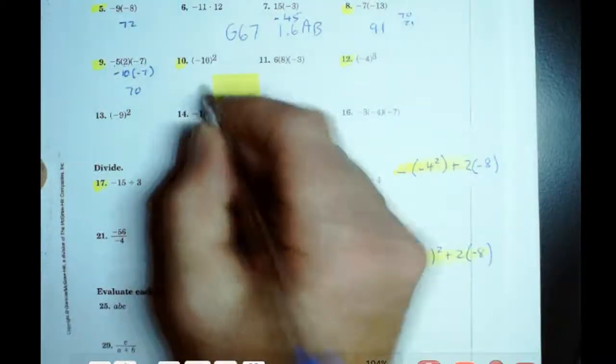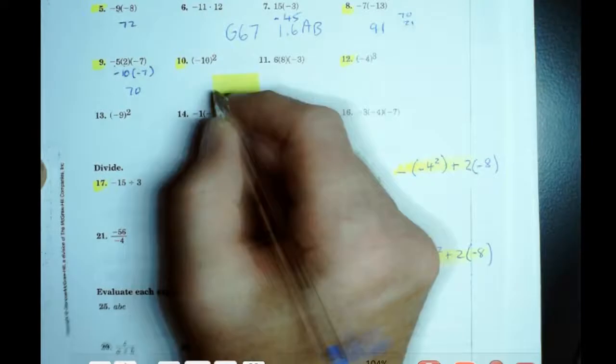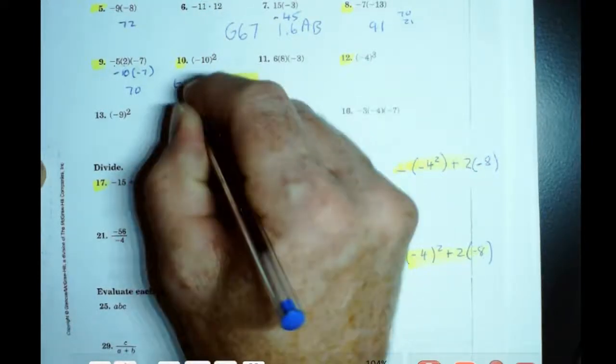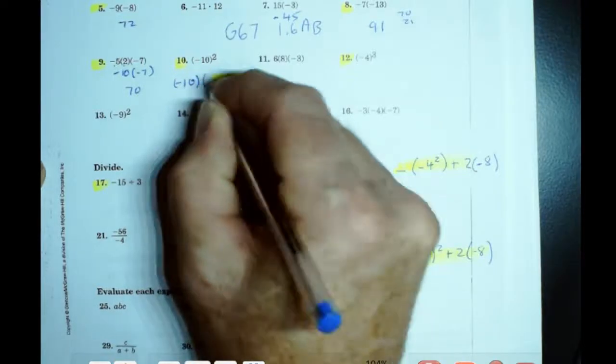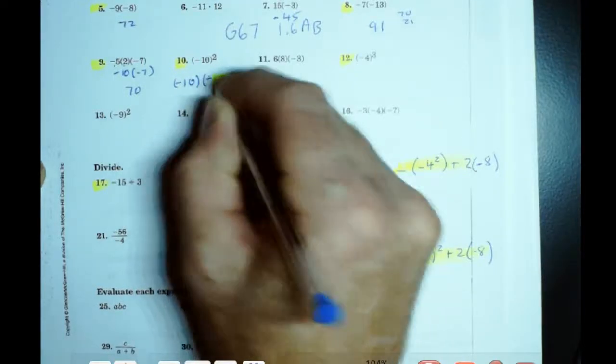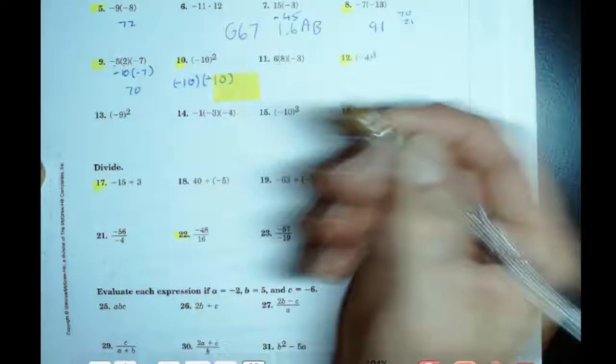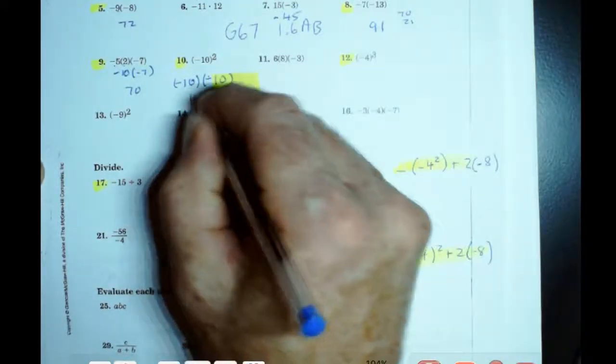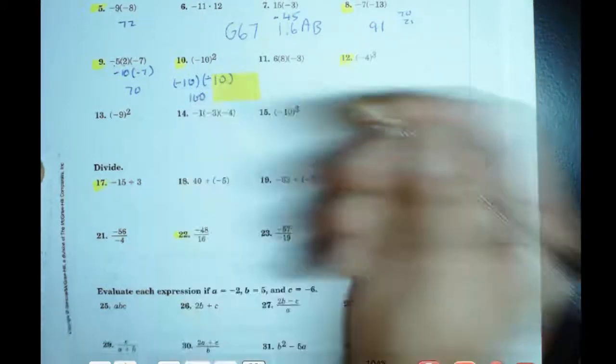Two negatives are going to give you a total of positive here. All right, so this is a little more difficult. This one here, everybody gets confused on this one. This one actually means take everything that's inside those parentheses and multiply it by everything that's inside those parentheses. So you have a negative 10 times a negative 10. Well, 10 times 10 is 100, and you have 2 negatives, that's a positive.